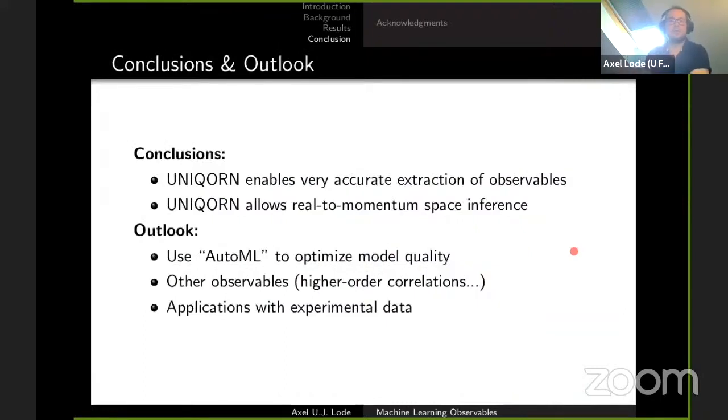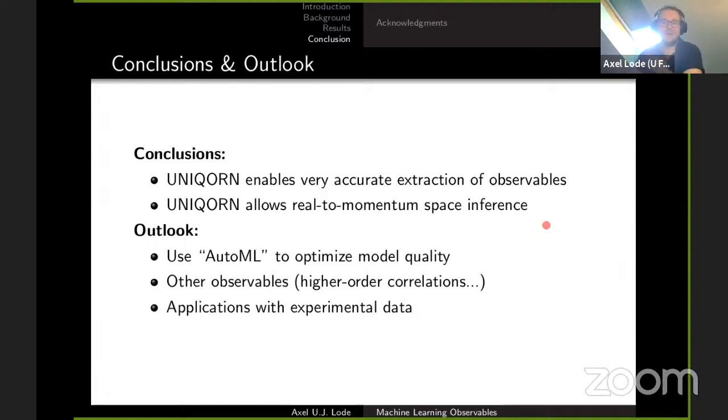Unicorn, the universal neural network interface for quantum observable readout from n-body wave functions, enables very accurate extraction of observables, and it allows real to momentum space inference. So we can use real space images to infer momentum space observables, or vice versa.